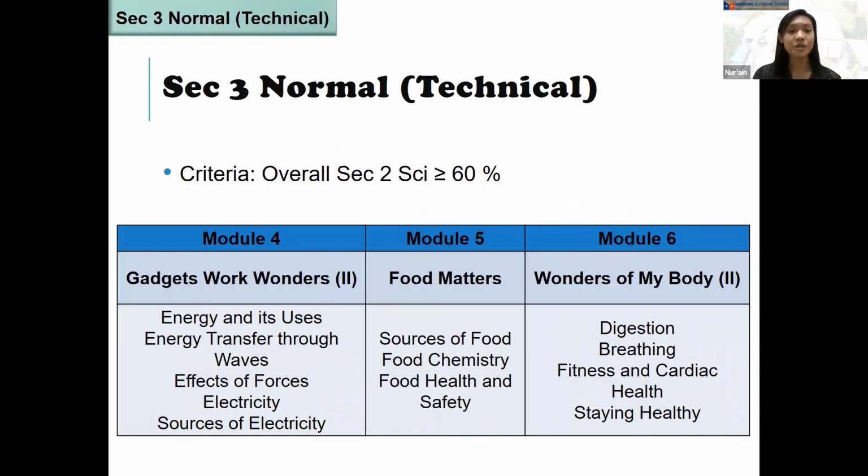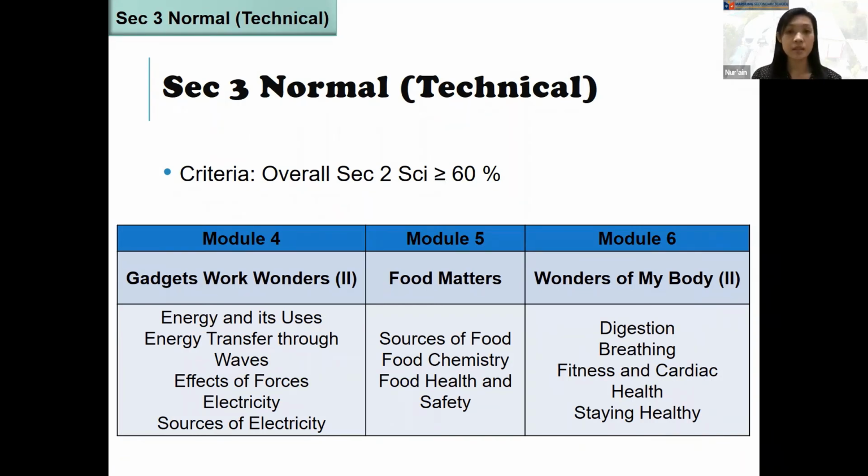I will now move on to 3NT. So do take note, science will not be a compulsory subject for 3NT students. We do have a criteria for it. So students will need to achieve an overall of Sec 2 science to be at least 60%.